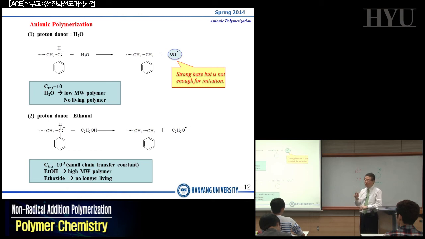Okay? Living polymerization is possible just in the case where you do not have any water or any impurities, okay? Absence of water or ethanols.